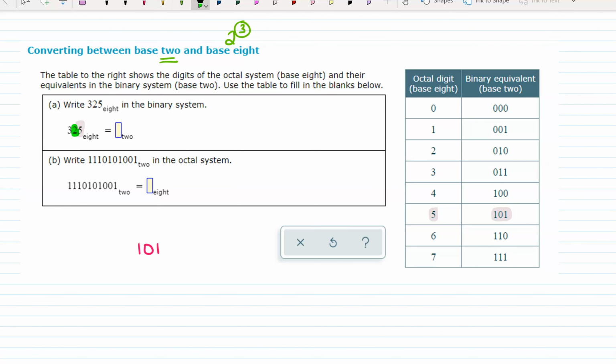There's a 2. So 2 is 010. So I'm going to move left, 010. And then a 3. And 3 was 011. So I'll write 011. So to change 325 base 8, it would change into 011010101 base 2. Now let's go the other way.